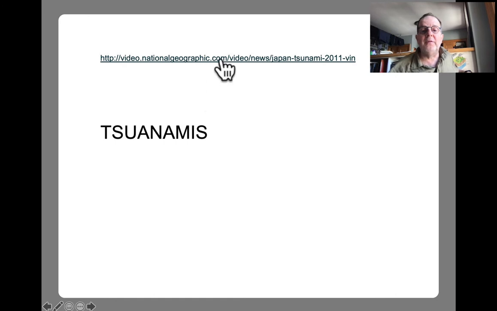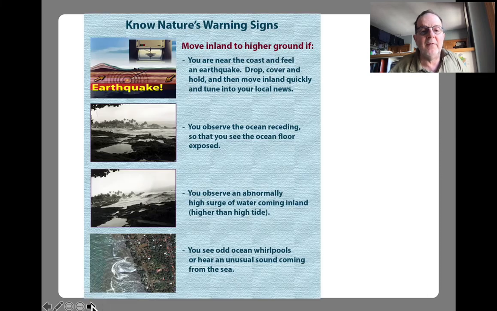Tsunamis. I'll show you this video of a tsunami on Tuesday in class. I don't want to go to videos in this presentation, but I'll show you some tsunamis and some volcano video. But you should be aware that tsunamis occur as a result of an earthquake, or as a result of a sudden movement of undersea sediments on the continental slope. And what can happen is that these sediments will slide down, and they can cause a tsunami.